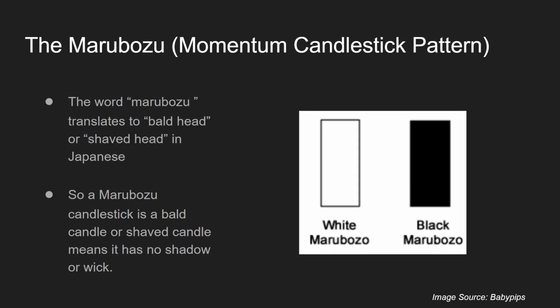So the Marubozu is a one-stick candlestick pattern, and the word Marubozu translates into bald head or shaved head in Japanese. Basically, what that means, as you can see with the images on the right, is they are bars where there are no wicks or no shadows. And again, you can have a bullish Marubozu, which is the white or green, and then you also got the bearish Marubozu, which is the black or the red. And these are strong indications of momentum to either side of the market.